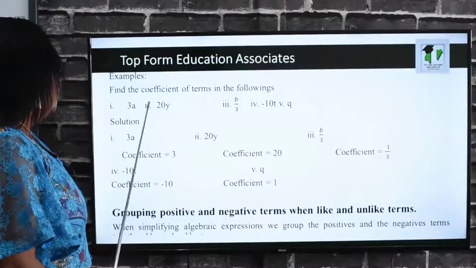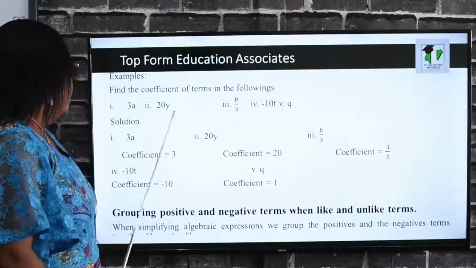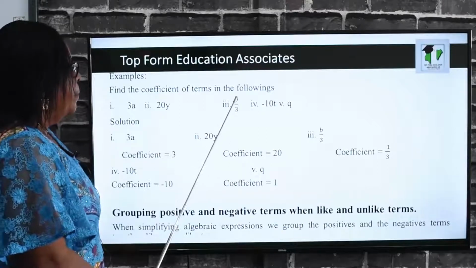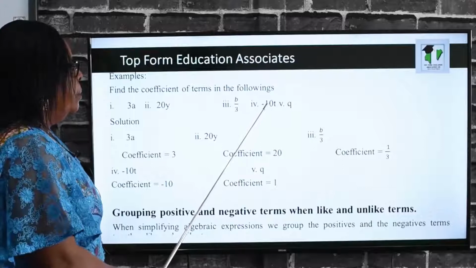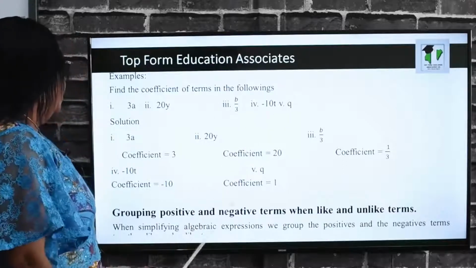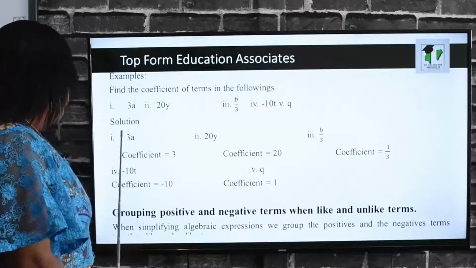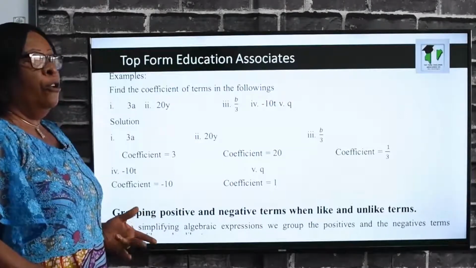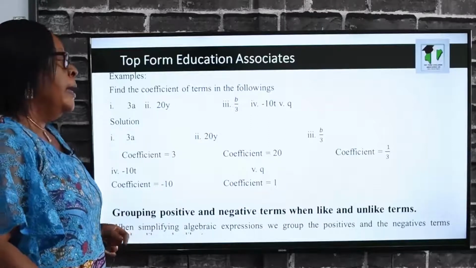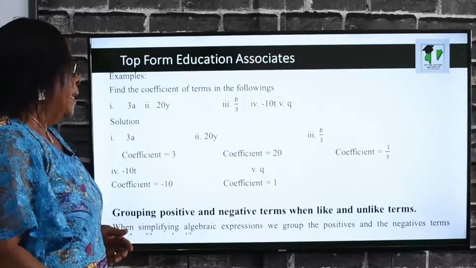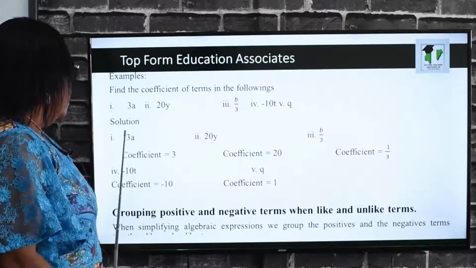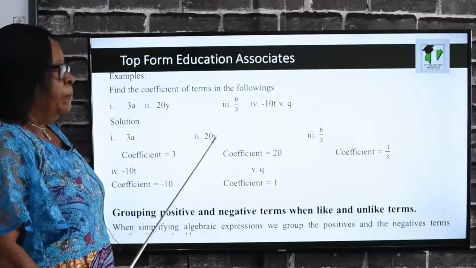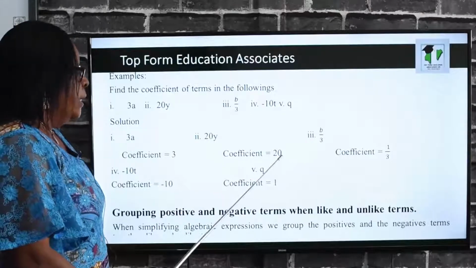Examples. Find the coefficient of terms in the following: 1. 3a, 2. 20y, 3. b over 3, 4. minus 10t, and 5. q. The solution. For 3a, the coefficient is 3. Remember, the coefficient of an algebraic term is that arithmetic number that multiplies it. It can be positive, it can be negative. So 3 multiplies A. Therefore, the coefficient is 3. In question number 2, 20 is multiplying Y. So the coefficient is 20.